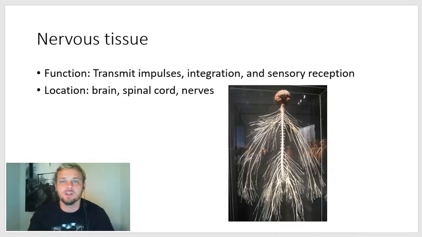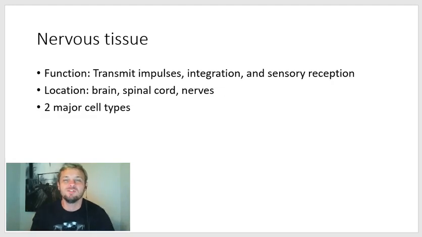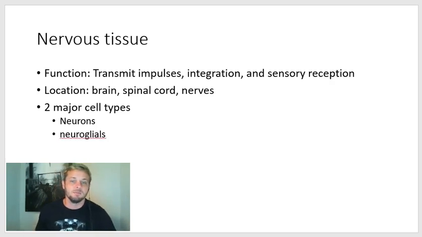Your nervous tissue is going to be contained within your nervous system. And if you look over here, you can see the majority of your nervous system with your brain, spinal cord, and then these spinal nerves coming out. We have 2 major types of cells that we find in the nervous system, and we'll go into more depth into these types of cells at the end of the semester when we talk about the nervous system. But they are your neurons and your neuroglial cells.